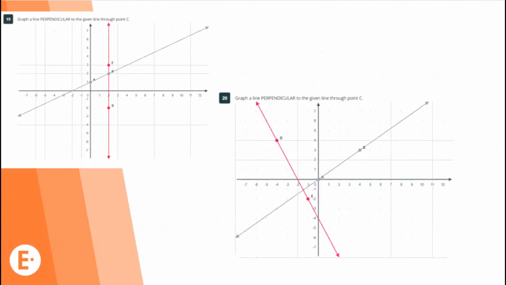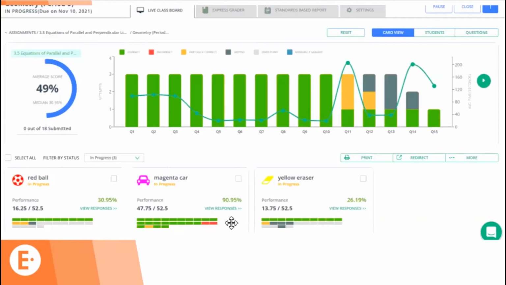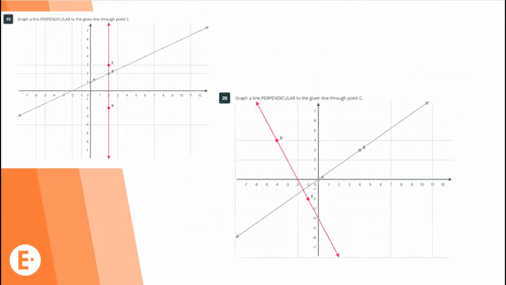So the student here, Magenta Car, I was able to look straight at her answers, and I can see that on question 19, she does not have her line going in the right direction. Question 20, she looks like she's in the right area, but we still need to figure out what is going on. It is very helpful to see those things because if we were doing a paper and pencil assignment, I would not be able to know those things right away, and I am able to see these quickly.